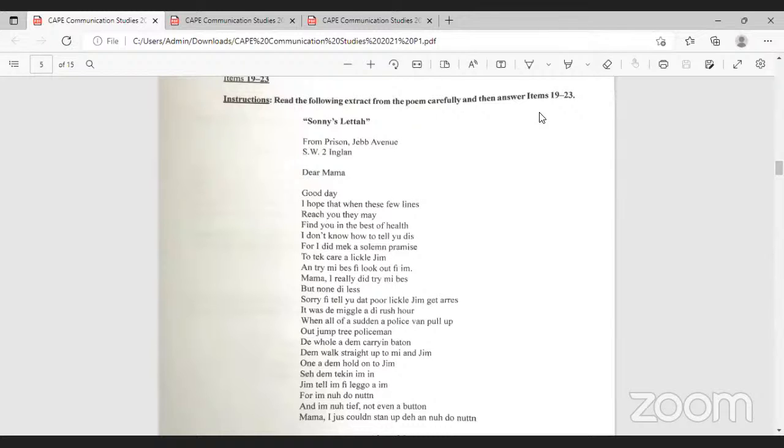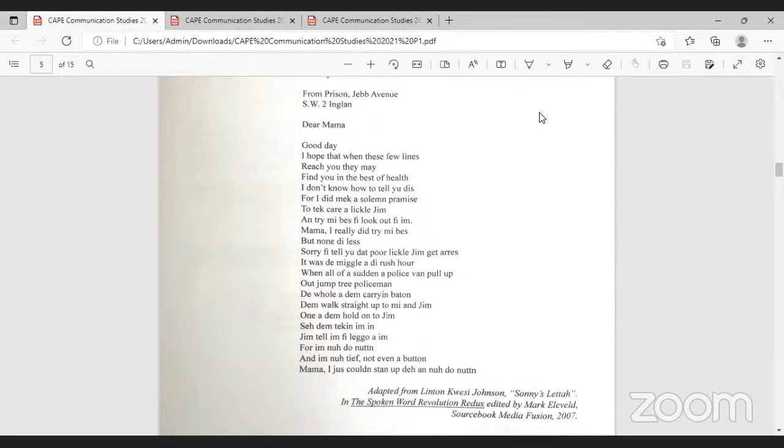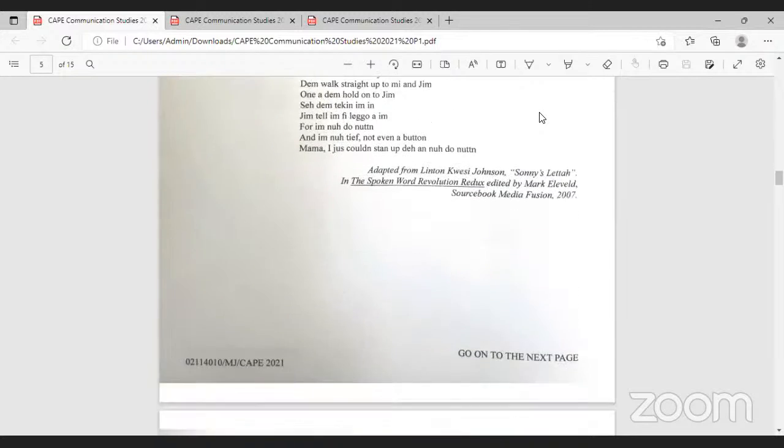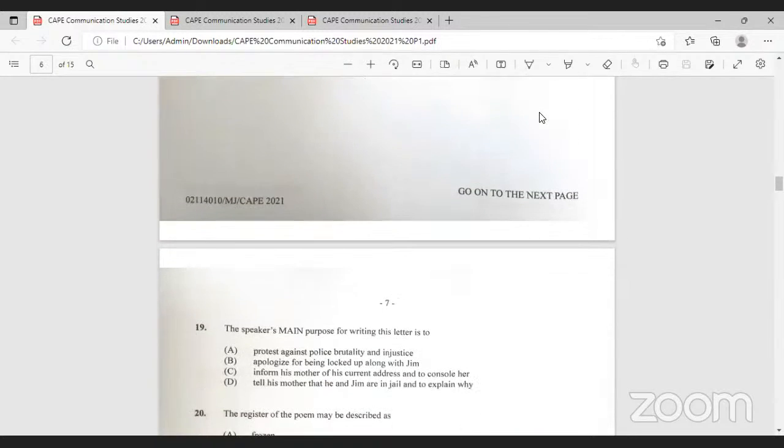Right? Sonny's letter. I don't think we have to read it again. Just keep it one time. So 19. So the speaker's main purpose for writing this letter is to what? Protest against police brutality and injustice, apologize for being locked up along with Jim, inform his mother of his current address and console her, or tell his mother that he and Jim are in jail and to explain why. 19.